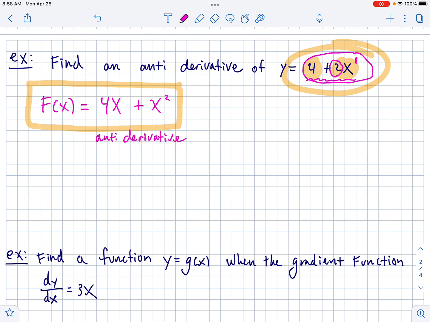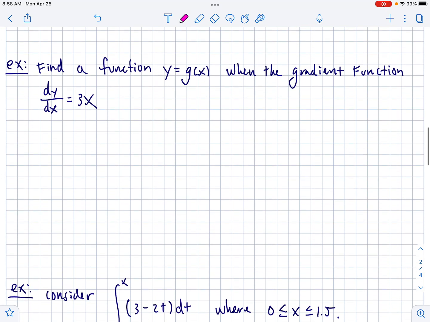And notice it's using the capital F, not a lowercase f. This next one says find a function y equals g of x when the gradient function is equal to 3x. That's just a fancy way of saying that this is the derivative. Remember that this is just derivative notation with respect to x. So we need to work backwards to find a y equal to a function where the derivative is 3x.